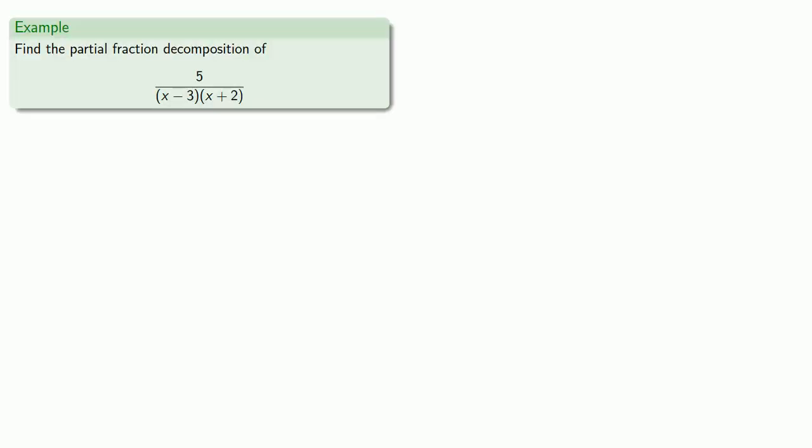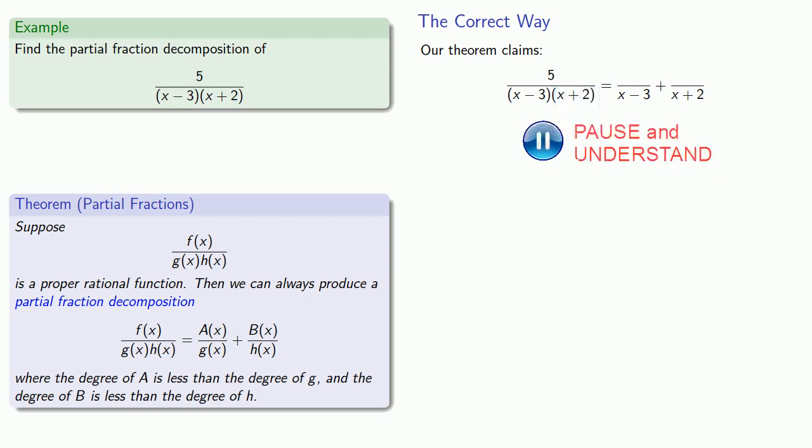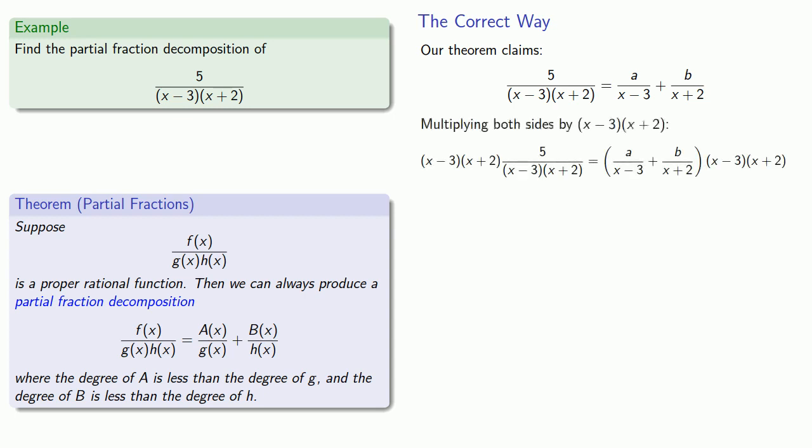So let's try to find a partial fraction decomposition. Since we're starting with a proper rational function, our theorem guarantees we can write this as a sum of proper rational functions where the denominators are the individual factors. Here, because both denominators are degree 1, the numerators must be of degree less than 1. They have to be constants, and so we'll call them a and b. We'll multiply both sides by the common denominator x minus 3 times x plus 2, and simplify down to a final expression.